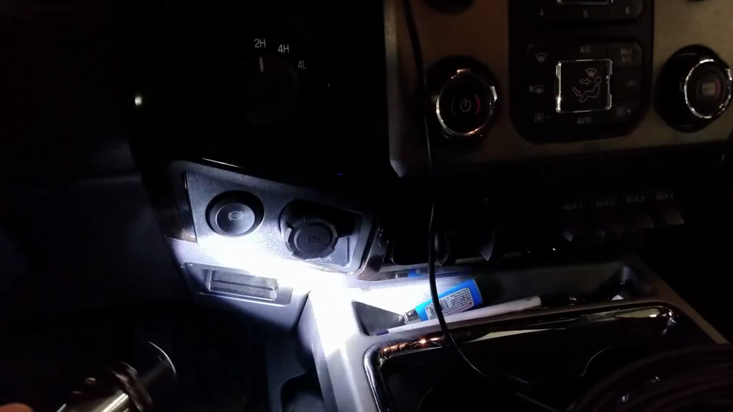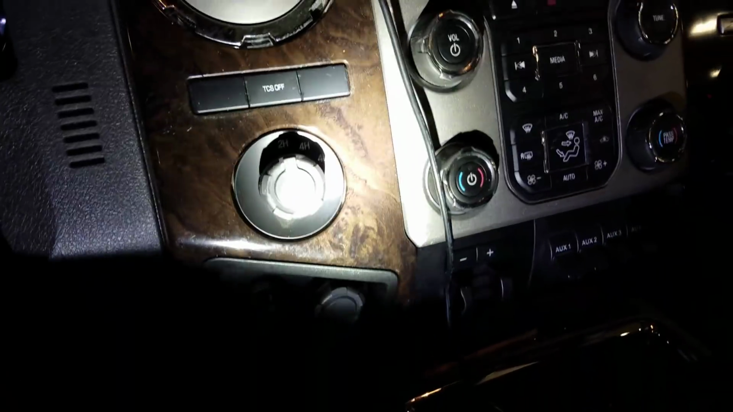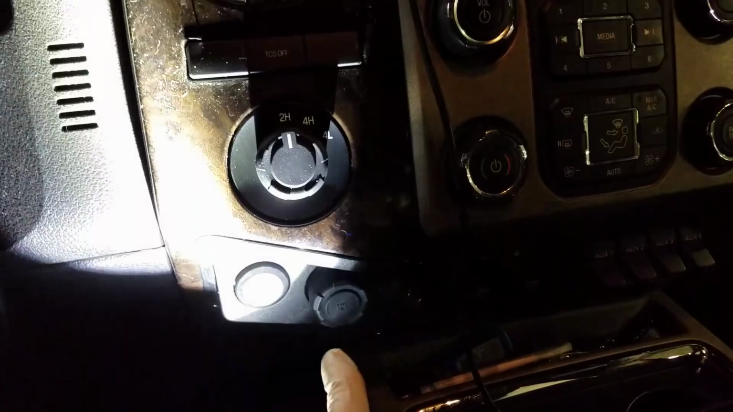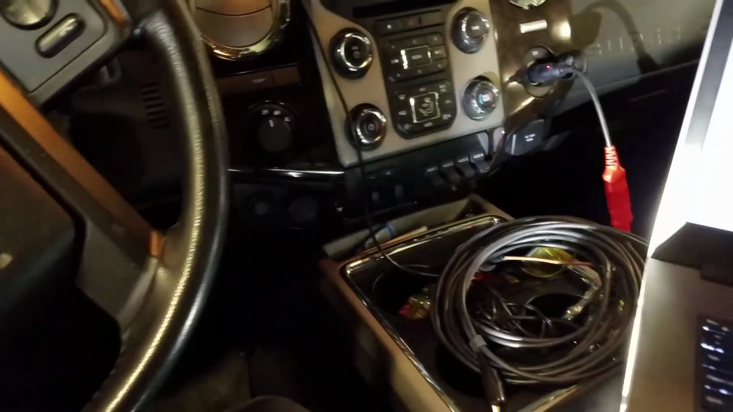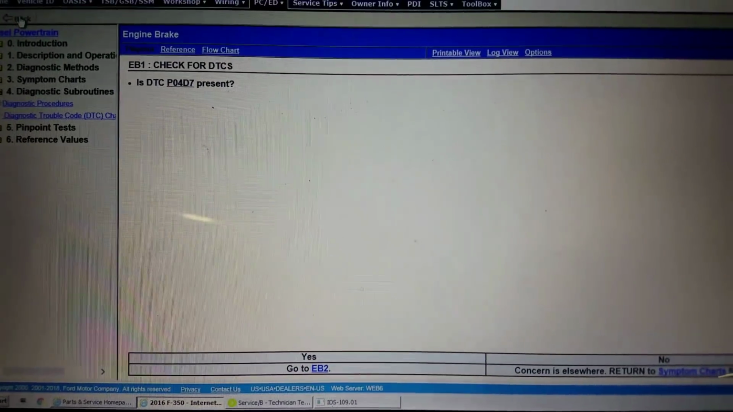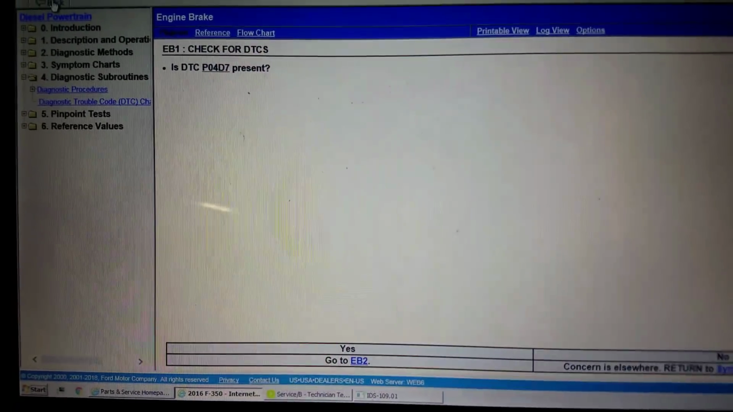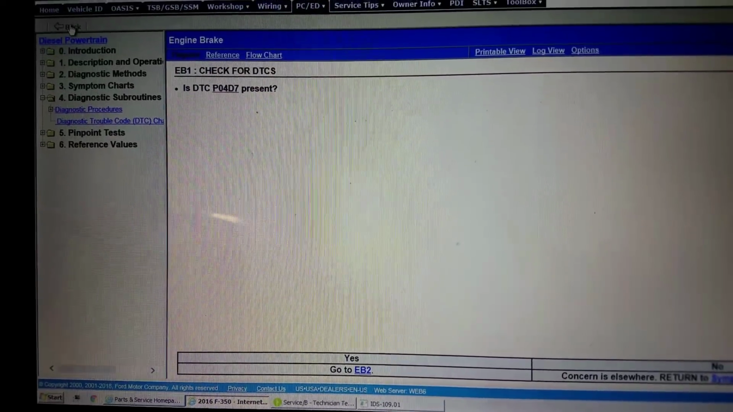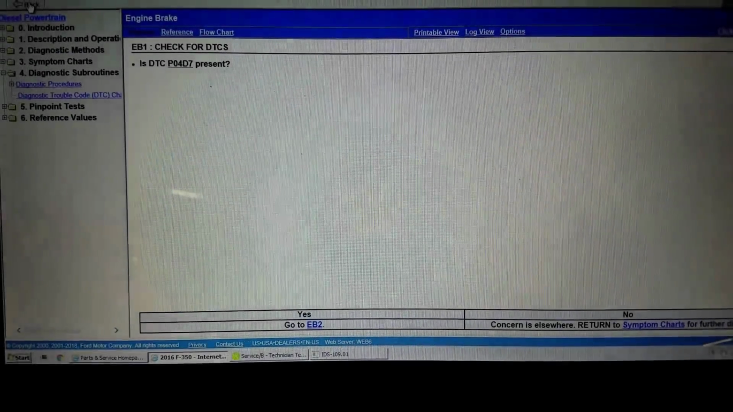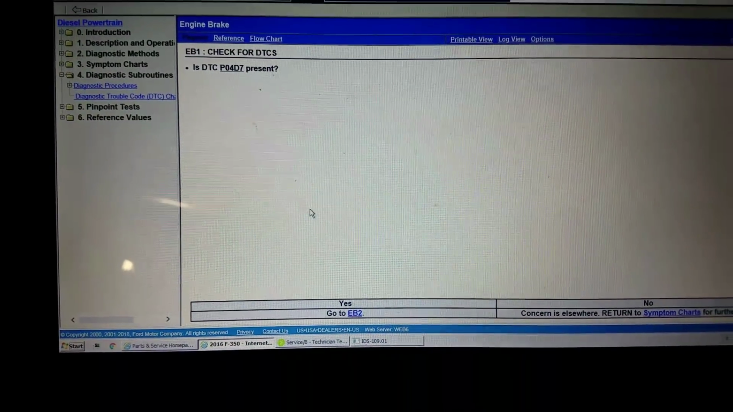So right now, this vehicle is equipped with an exhaust brake, and there is a strategy in the PCM that will actually change the way the turbo functions to act as an exhaust brake. So not only are we building boost in the turbo, but we're also going into a different strategy that's going to allow the vehicle to slow the engine speed. And the DTC was this P04D7. Is it present? We answer yes.